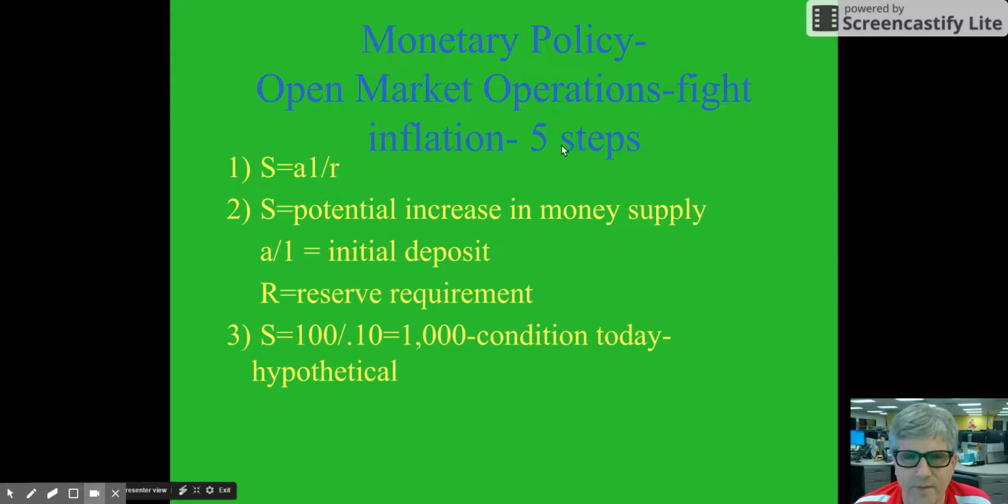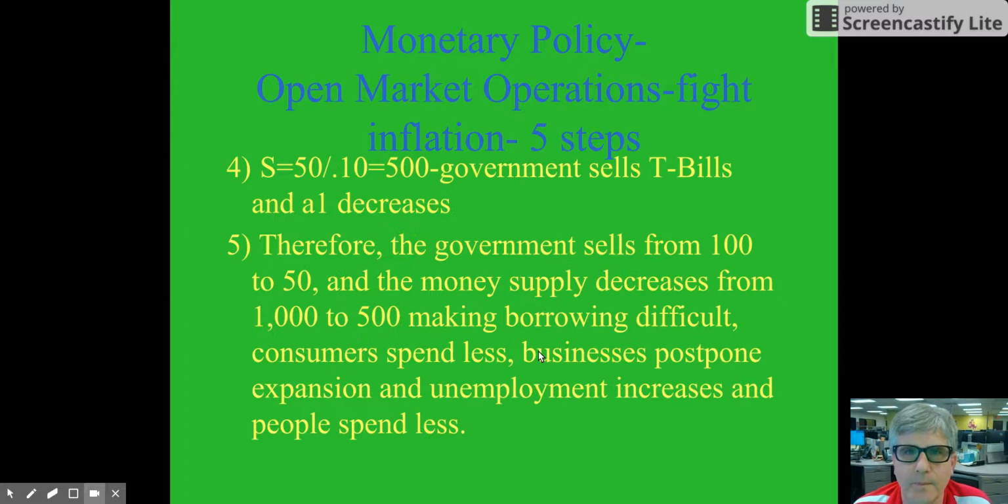If you want to fight inflation, lower GDP, fight the debt, you do the exact opposite. But these are the same steps. S equals A1 over R. S is the potential increase in money supply. A1 is the initial deposit. R is the reserve requirement. S equals 100 over 0.10 equals 1,000. Hypothetical today is the condition today. Then you want to lower the A1. That's 50 instead of 100. 0.10 is the same. The money supply goes down from 1,000 to 500.